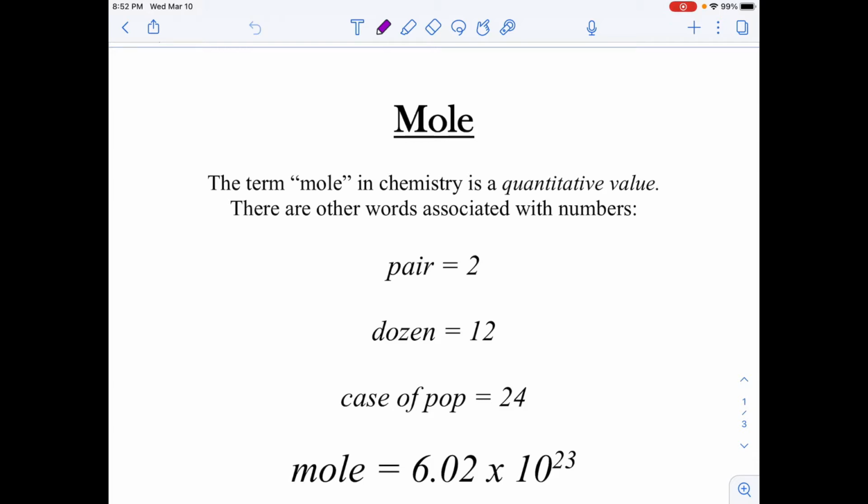We're talking about a mathematical value. Okay? So you remember that atoms are extremely small. They're so small that we cannot see them. So we need to be able to work with a large amount of atoms.